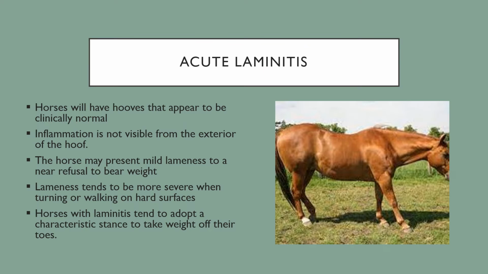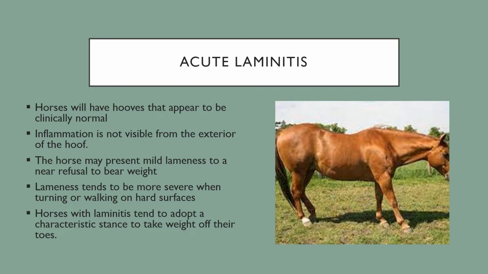Horses with acute laminitis will have hooves that appear to be clinically normal. Inflammation is not visible from the exterior of the hoof. The horse may present mild lameness to a near refusal to bear weight. Lameness tends to be more severe when turning or walking on hard surfaces. Horses with laminitis tend to adopt a characteristic stance to take weight off their toes. The forelimbs extend and their hind limbs tuck under their belly. The horse in the picture here is displaying the characteristic stance which they adopt while having laminitis. It is also known as sawhorse stance.